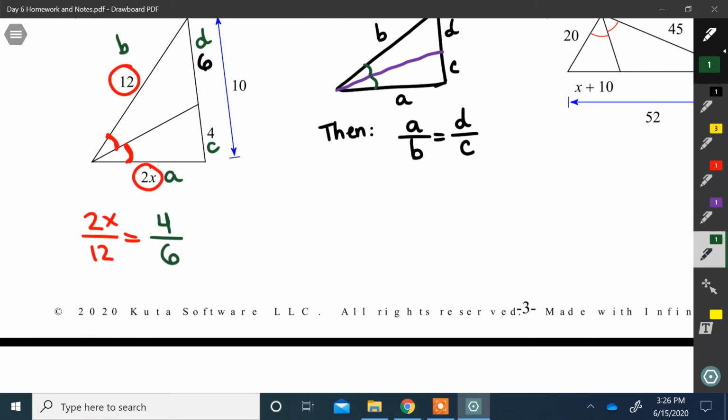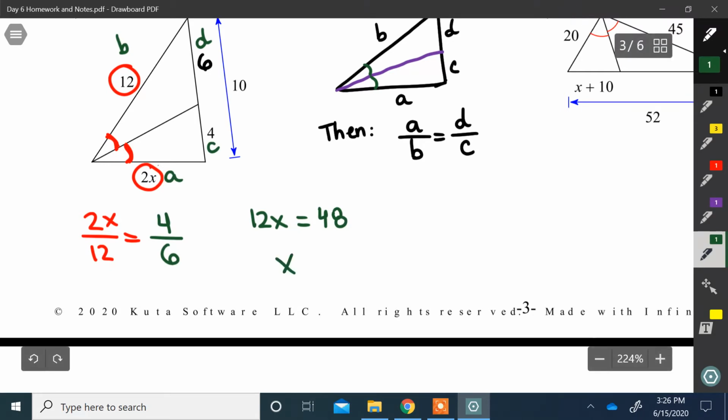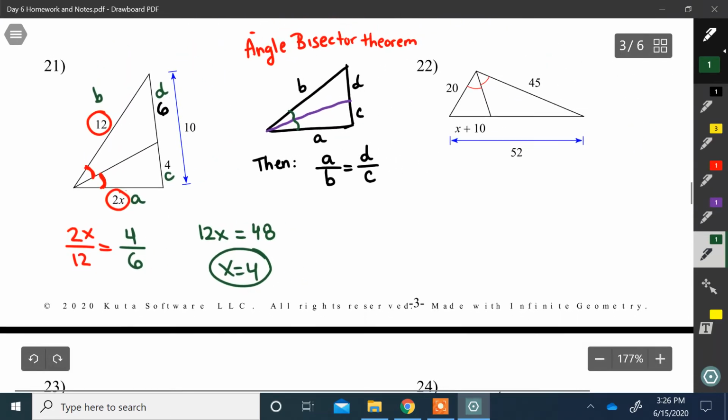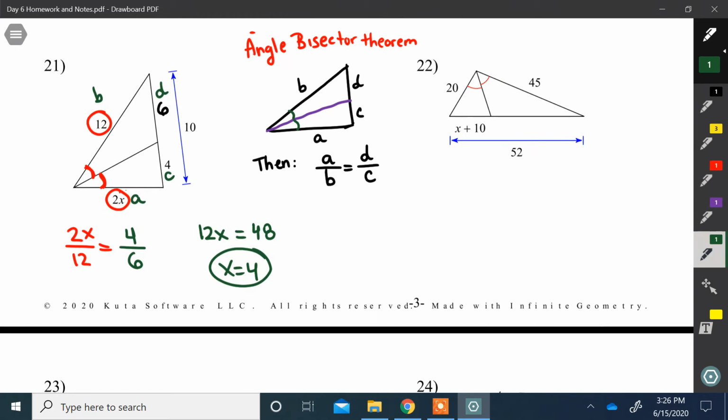So now we cross multiply and we get 12x is equal to 12 times 4, which is 48. And then of course you divide 48 by 12 and you get x is equal to 4 as your final answer. Let me set up number 22 for you so you can do it.